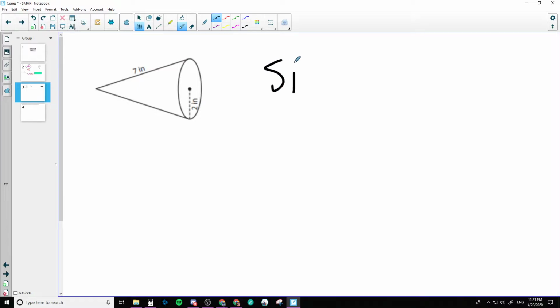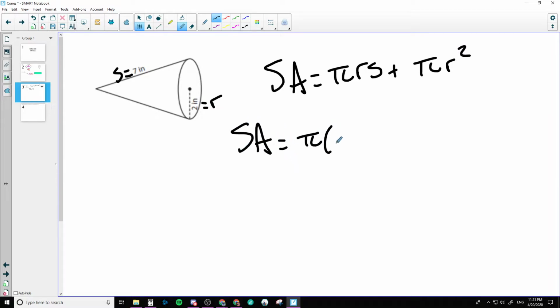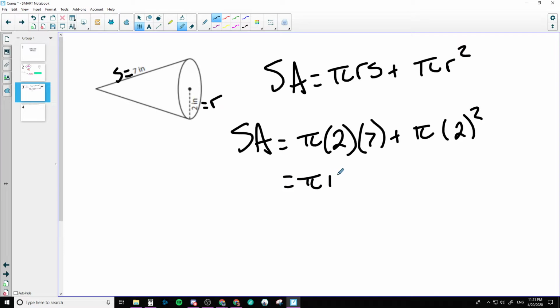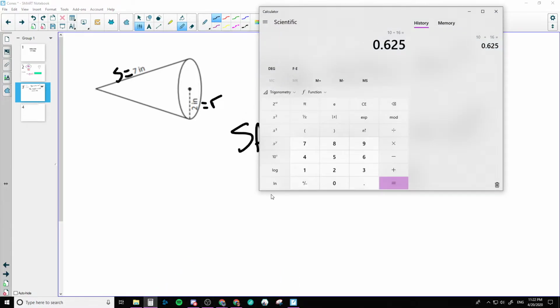So surface area equals pi r s plus pi r squared, where r is the radius of the base and s is the slant height. So this is the S and this is our R. So surface area equals pi times 2 times the slant height of 7 plus pi, and this is R again, so 2 squared. So this is going to be pi times 14 plus pi times 4. Let's pull up our calculator.